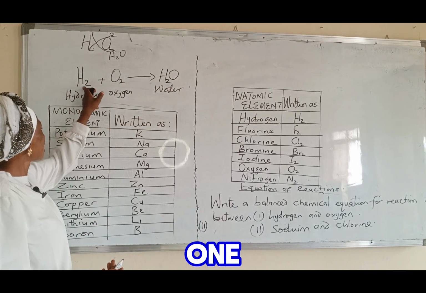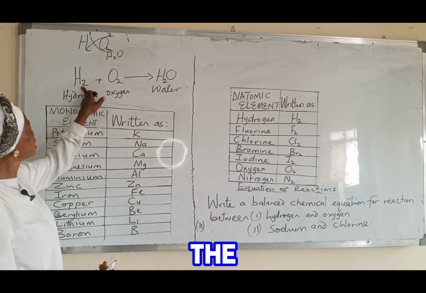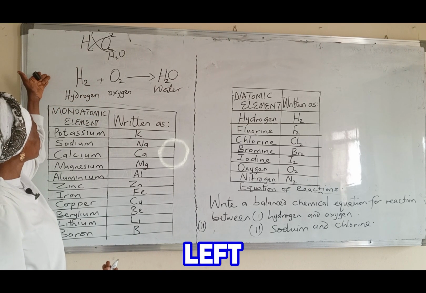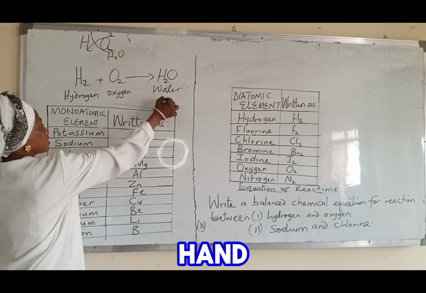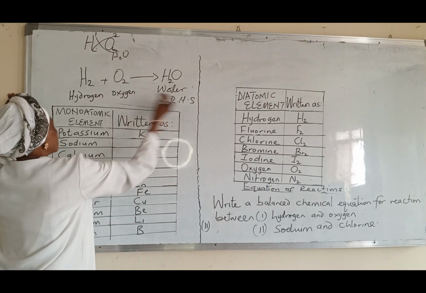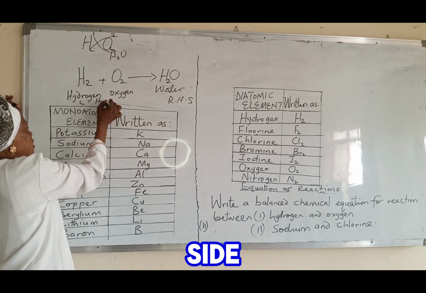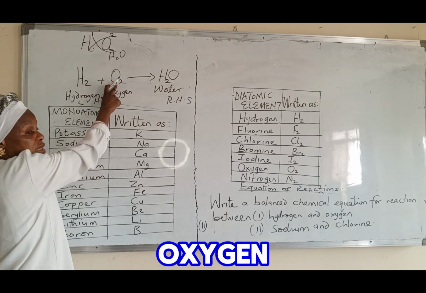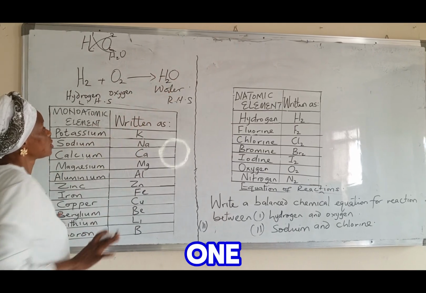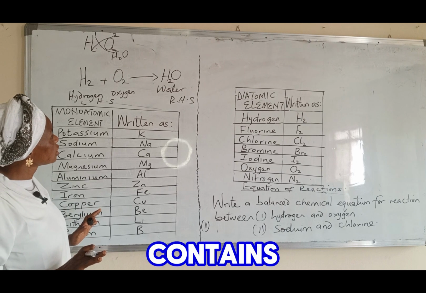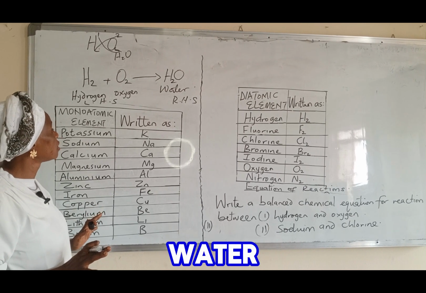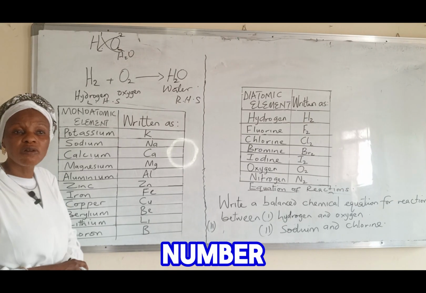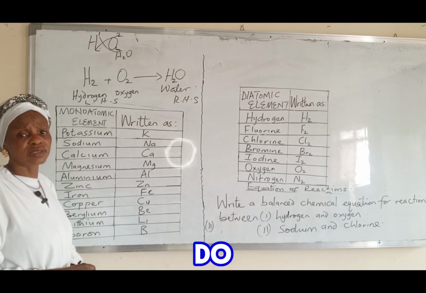If you look at this one now, you will check the number of atoms at both sides. This is left hand side, this is right hand side, and this is your left hand side. Left hand side comprises of hydrogen and oxygen that are reacted, and this one contains water that the two of them formed. But you must make sure that the number of atoms are balanced. How do you do it?